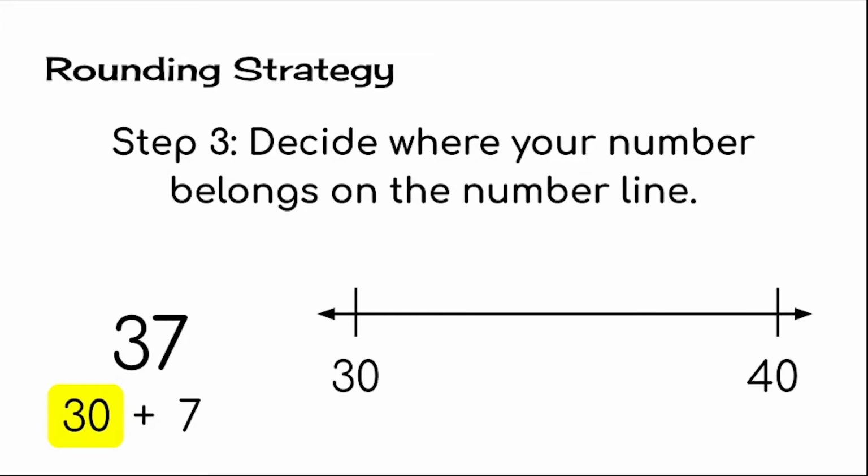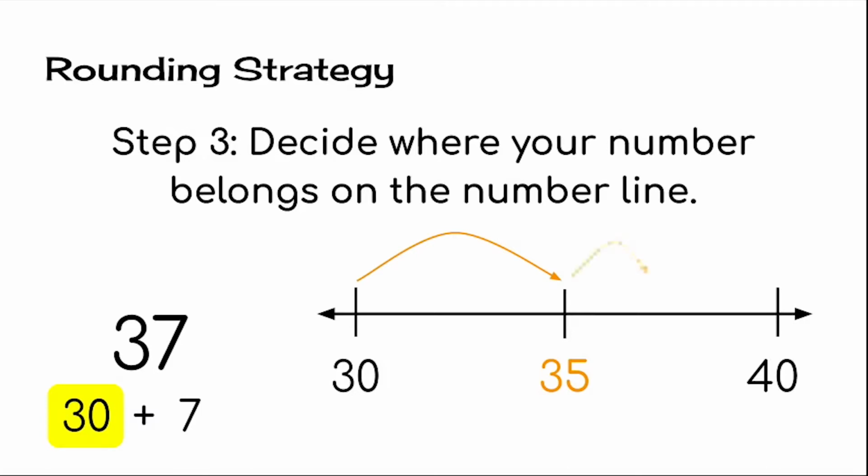Step 3 is to decide where your number belongs on the number line. I find that it's very helpful to first mark the halfway point on your number line. The halfway point between 30 and 40 is going to be easier to find out if we remember what is half of 10. That's right, half of 10 is 5. So I'm going to add 5 to 30, and that's going to give me 35. 35 is halfway between 30 and 40.